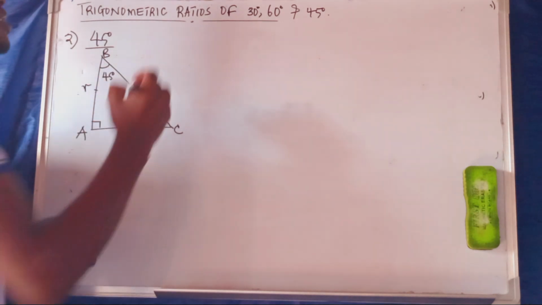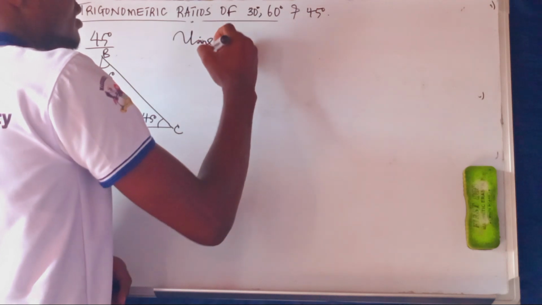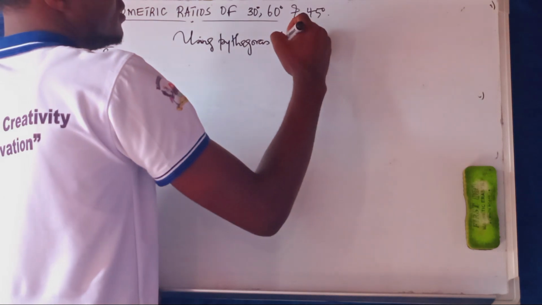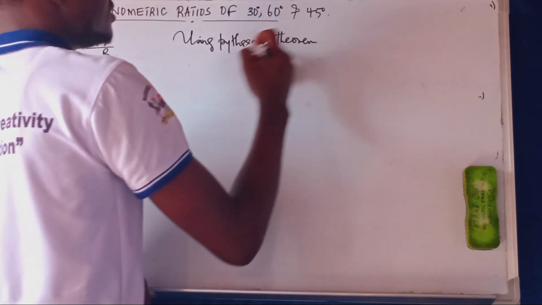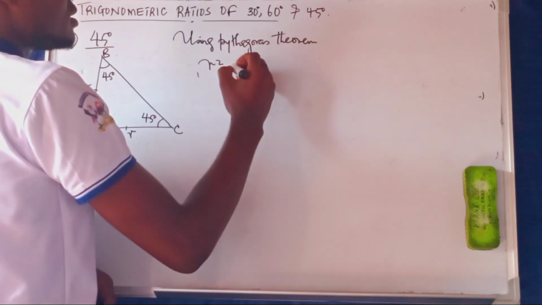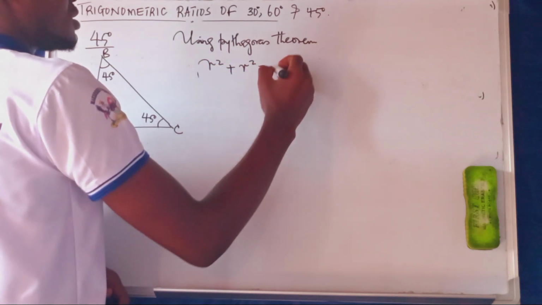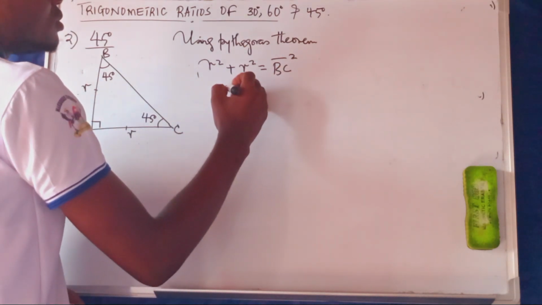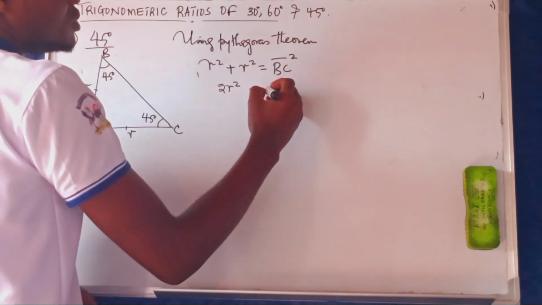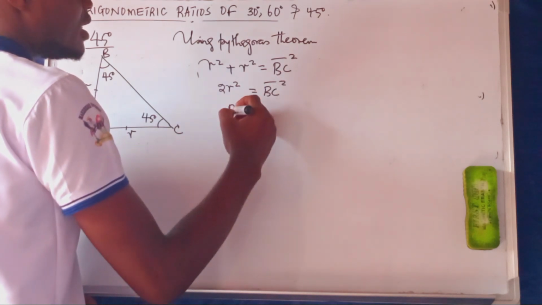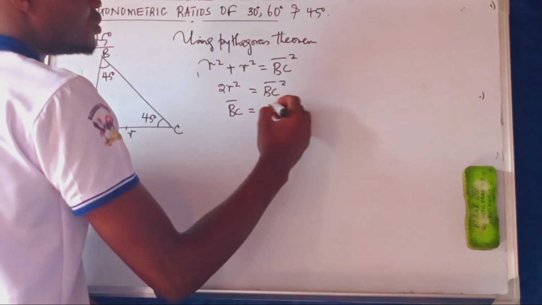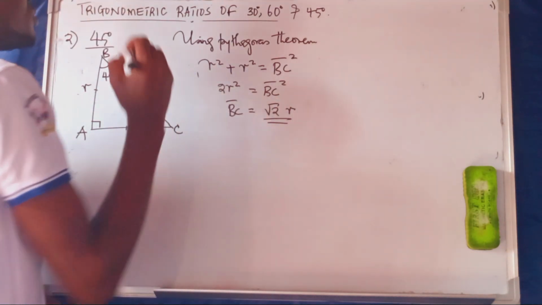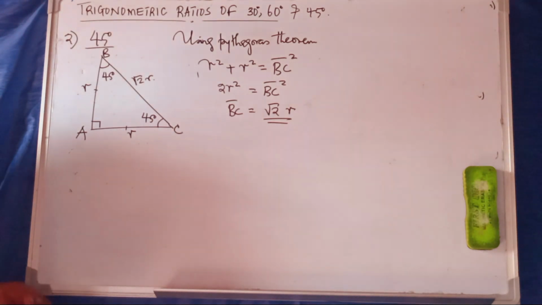How do we get this? Using Pythagoras theorem. R squared plus R squared is equal to length BC squared. So this is 2R squared, which is equal to BC squared. So our length BC is equal to root 2 R. So we can simply put it here, root 2 R. Then we establish our trigonometric ratios.